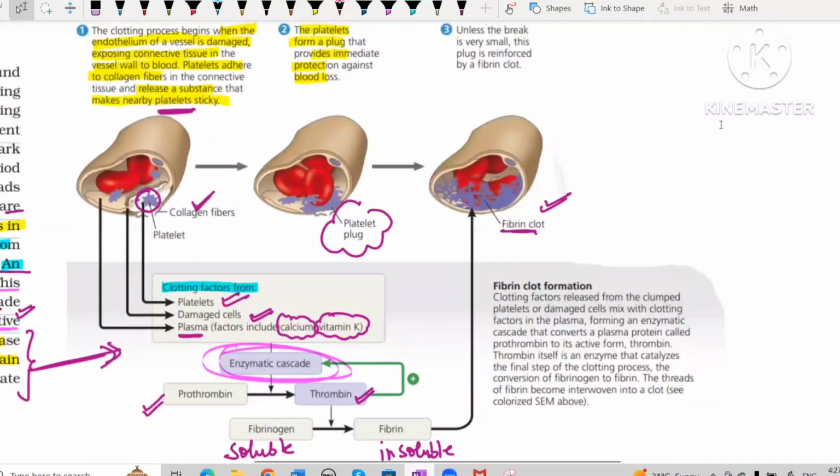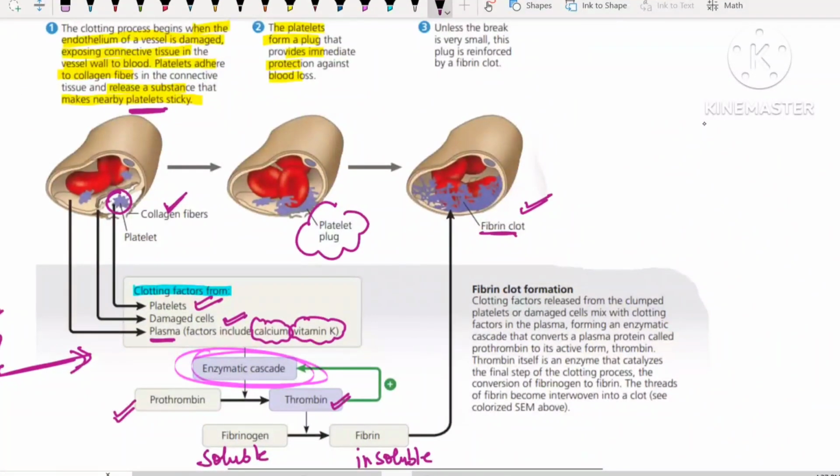You should know how things are moving, okay? The clotting factors are coming from platelets, from damaged cells, and plasma. Enzyme cascade, you can just write here, leads to the formation of thrombokinase. It is an enzyme complex which converts prothrombin into thrombin. Thrombin will convert fibrinogen into fibrin. Fibrinogen is soluble but inactive, and fibrin is insoluble but active.